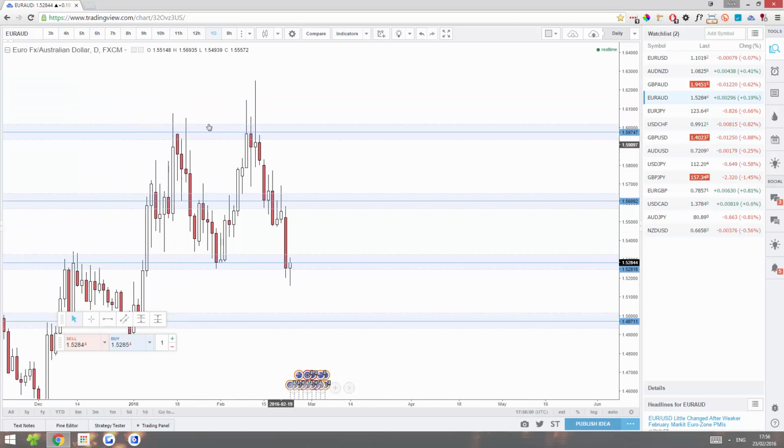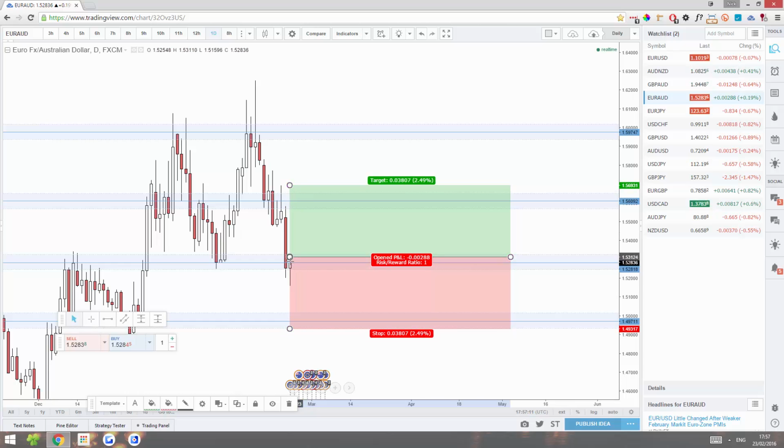Okay, so what's going on with Euro AUD on the daily? It looks like we might see a potential reversal tomorrow. I mean, if this closes as indecision, if this closes pretty much what it looks like right now, we might see a potential reversal tomorrow. Is this going to be a viable trade? Personally, for me, no. The reason being is the risk-reward ratio is just not going to work out for me.